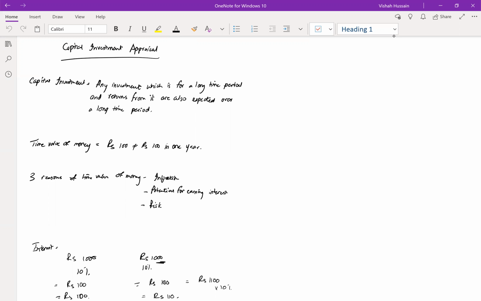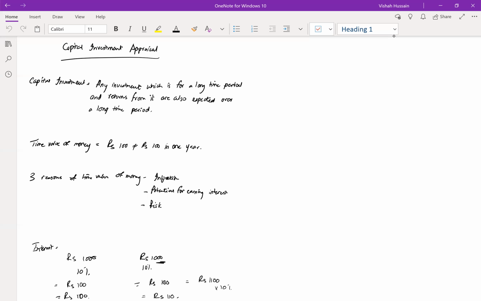Now, the time value of money concept is one of the most important concepts related to capital investment appraisal. But first, let's discuss capital investment itself. It is any investment that you are going to make for a longer amount of time and through which you're getting returns over a longer amount of time. For example, a project. You invest your money, let's say $1 lakh, into the project, and the project life is 4 years. So every year you're going to get a particular amount in return.